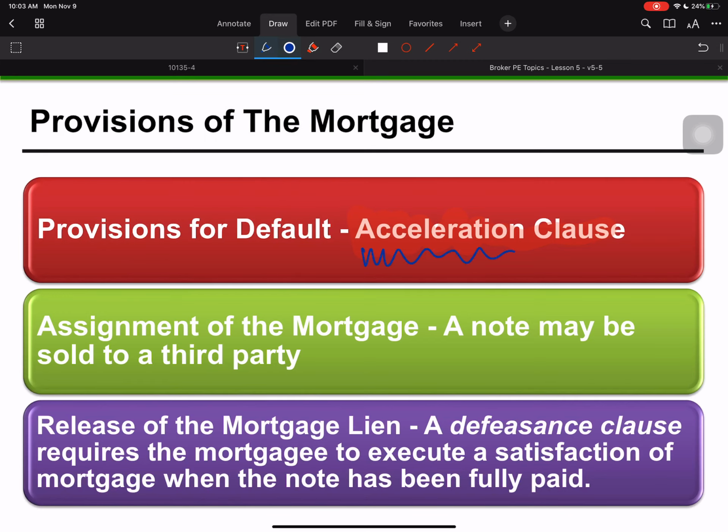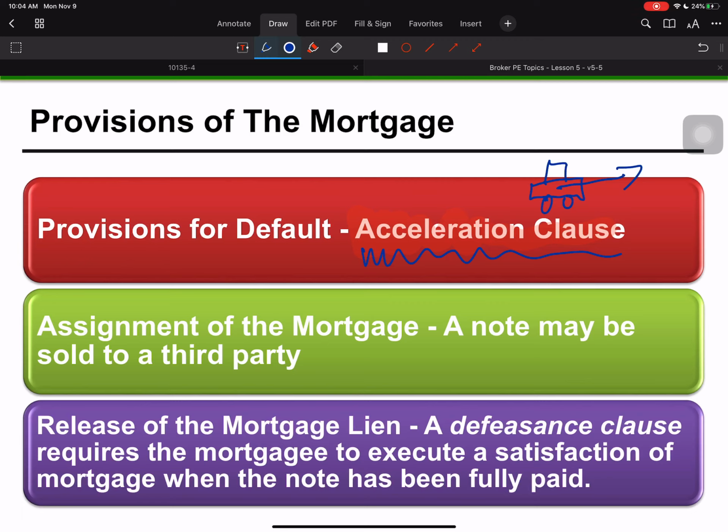So we have the acceleration clause. The best way to remember it is to think of every time you put your foot on the pedal. Let's think of this as a little car, and every time you press your foot on the pedal, it makes it go faster. So the acceleration clause basically means that the bank or the lender may ask for the whole debt to be paid immediately. If a borrower defaults, the acceleration clause gives the lender the right to accelerate the maturity of the debt.